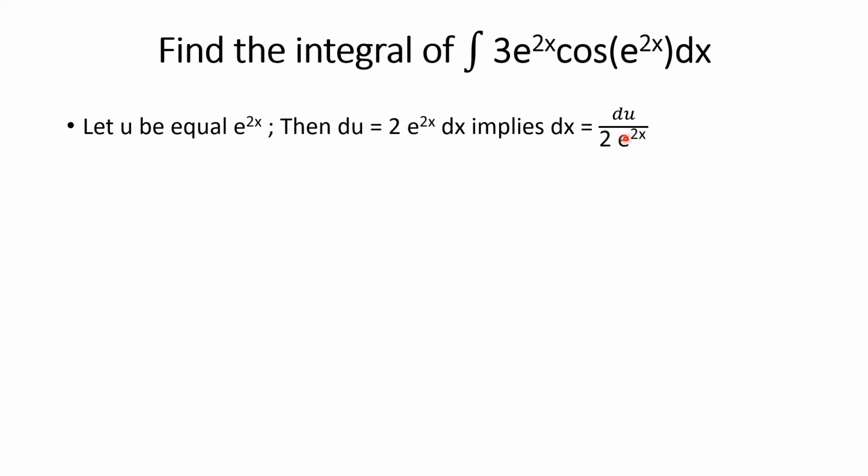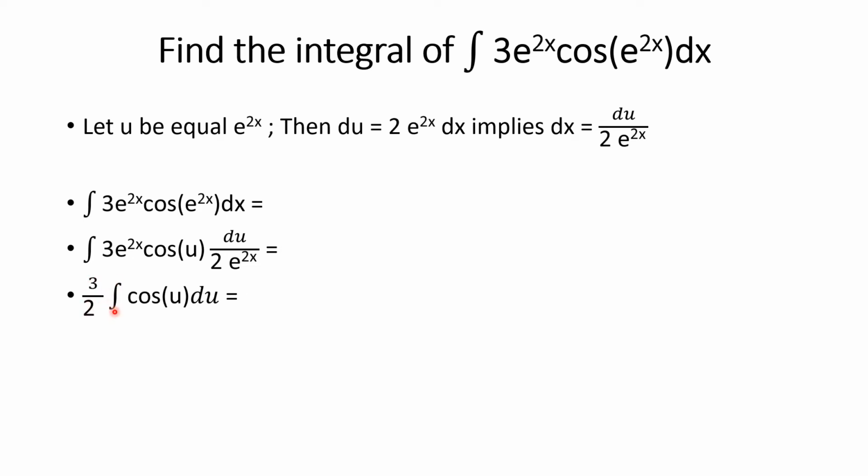Now we will just be plugging in values. So integration of 3e to the 2x cosine of e to the 2x dx is going to be equal to integration. We leave 3e to the 2x aside. Cosine, instead of e to the 2x, we replace that by u, and then we multiply that by dx. We know that dx is equal to du divided by 2 times e to the 2x. So we replace it here, du divided by 2 e to the 2x. So e to the 2x cancels e to the 2x, and we'll have 3 divided by 2. We'll take it outside of the integration, and that's what we have, 3 over 2, and then integration of cosine u du. Neat and clean.